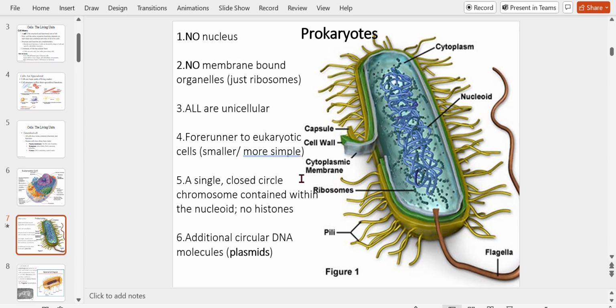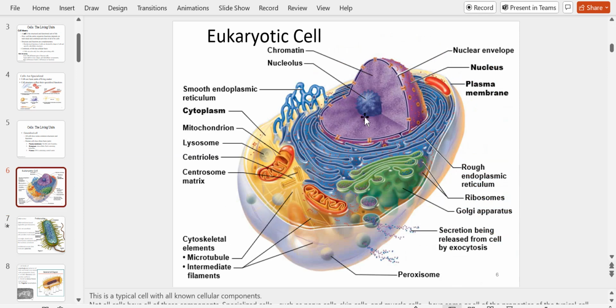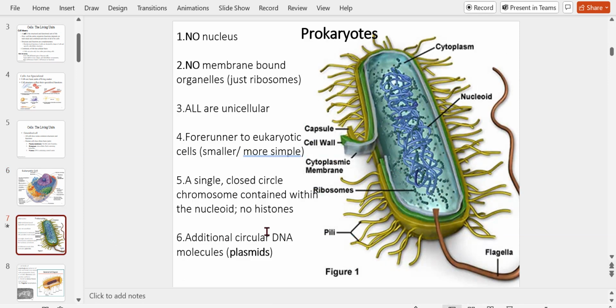Let's go. You remember prokaryotic, these are the bacteria. Quite different. This is much more highly organized. You can see here, this is just kind of a hodgepodge. But not to take away from their effectiveness, these things are very effective. As I said before, they were here billions of years before us, and they'll be here billions of years after. No nucleus, no membrane-bound organelles, just ribosomes. What do ribosomes make? Ribosomes make protein. All prokaryotes are unicellular, forerunner to eukaryotic, smaller, simpler.